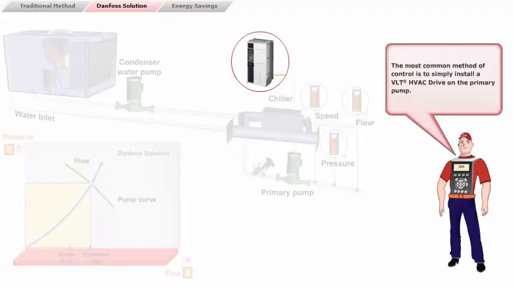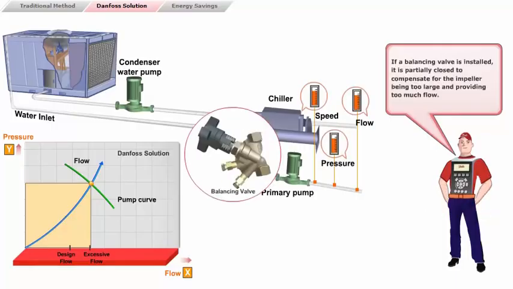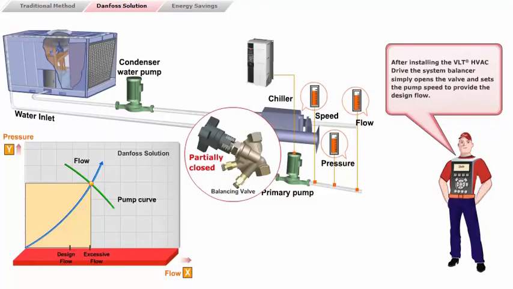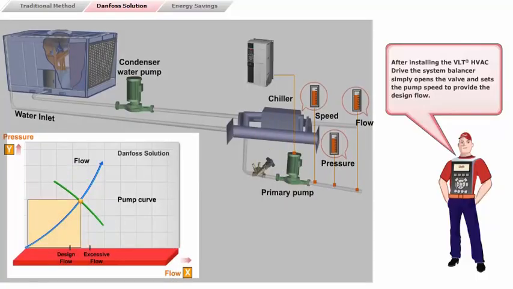The most common method of control is to simply install a VLT HVAC drive on the primary pump. If a balancing valve is installed, it is partially closed to compensate for the impeller being too large and providing too much flow. After installing the VLT HVAC drive, the system balancer simply opens the valve and sets the pump speed to provide the design flow.